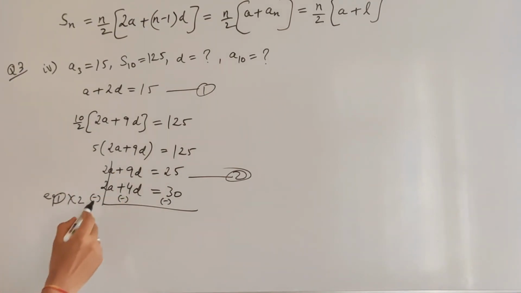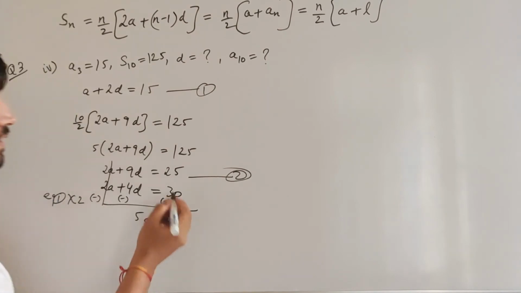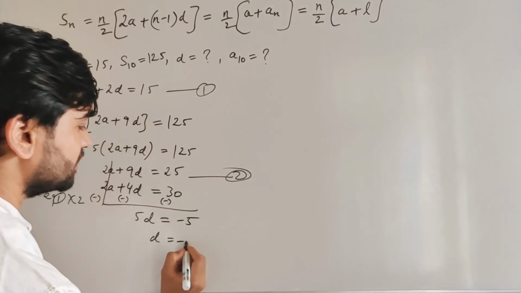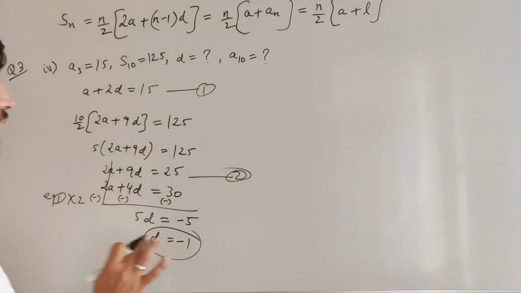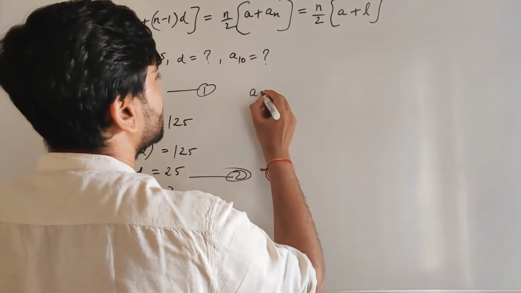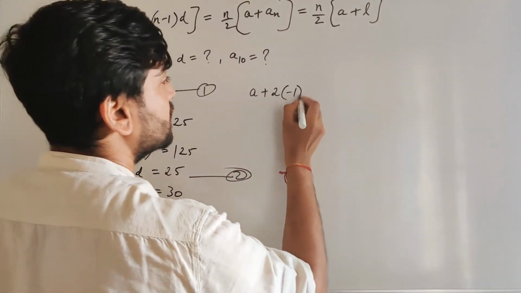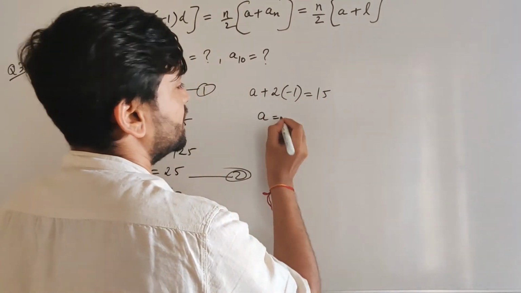So 2A and minus 2A cancel. 9D minus 4D is 5D. 25 minus 30 is minus 5. So upon simplification, we get D as minus 1. Minus 5 by 5 gives you minus 1. So D is minus 1, which we will substitute in the first equation. So A plus 2 into the common difference value, which is minus 1, is equal to 15. I have substituted here and I'll get the A value.